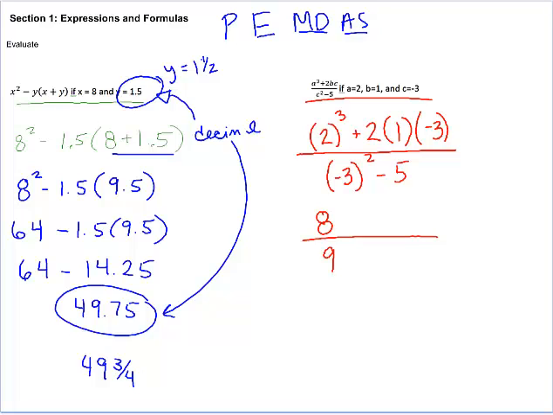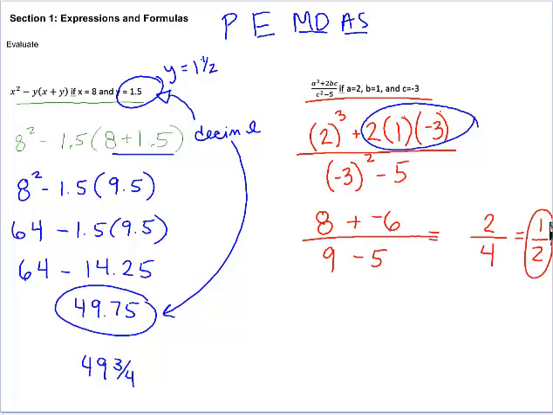Notice that over here in the second part, we are adding 2 times 1 times negative 3. We could certainly do that in the same step because there are no exponents in that section. So 2 times 1 is 2, times negative 3 is negative 6. So here we have 8 plus negative 6 all over 9 minus 5. Well, 8 plus negative 6 is 2, over 9 minus 5 is 4. 2/4 we simplify down to 1/2. 1/2 would be the correct answer here. 0.5 would not be okay because all of our starting a, b, and c started as integers, so our answer should be as a fraction.